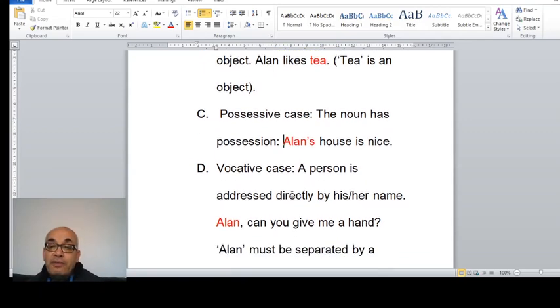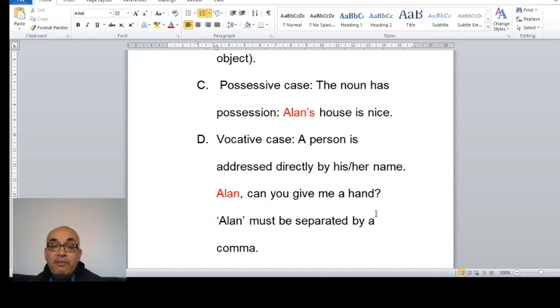Vocative case: a person is addressed directly by his or her name. Alan, can you give me a hand? So here, I am addressing Alan as a person. Of course, Alan is a noun, it's a proper noun. If you are doing this, it means you are using the vocative case, which means you are calling someone. Alan must be separated by a comma, and when you speak, you have to pause. Alan, can you give me a hand?